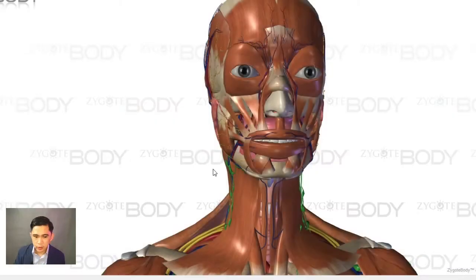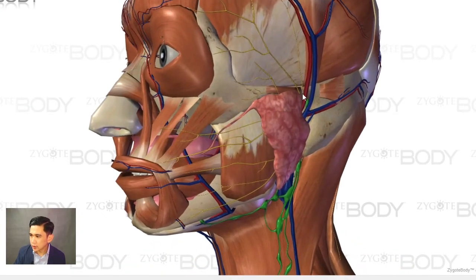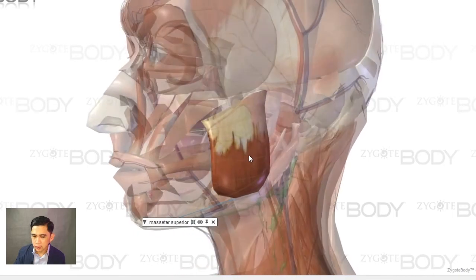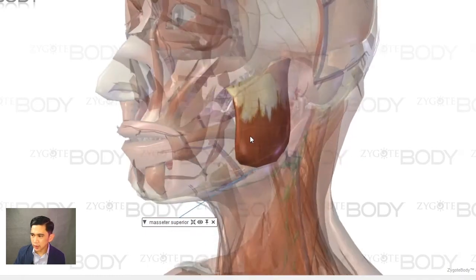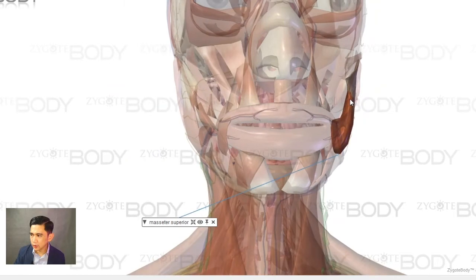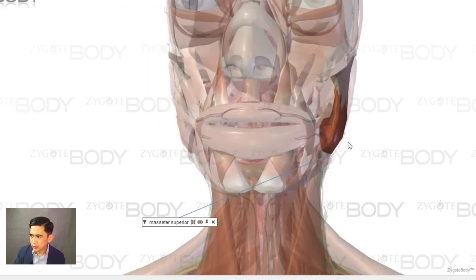Let's go now to the zygoma. Here, this is the masseter muscle. On the side it is very prominent, but in front it can also contribute if your muscle is a little bit big, which usually Asians have, a really big masseter muscle. It will make our face a little more round.